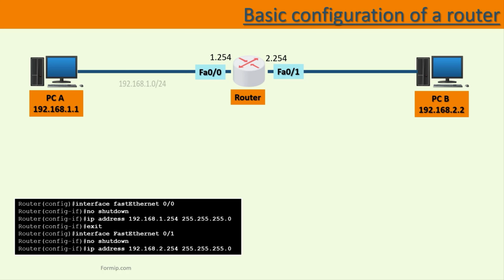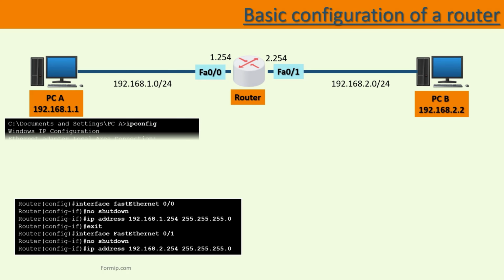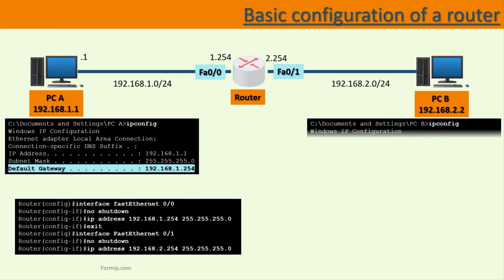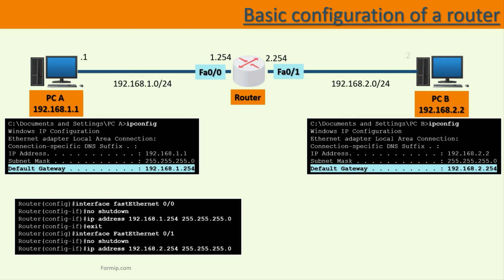So now we have the network 192.168.1.0/24 on the left, and the network 192.168.2.0/24 on the right. If you launch the ipconfig command on PCA, you can see that it carries IP 1.1, and that the default gateway is the IP of the router's 0/0 interface. On the PCB side, this is IP 2.2, with the default gateway being the 0/1 interface of the same router.